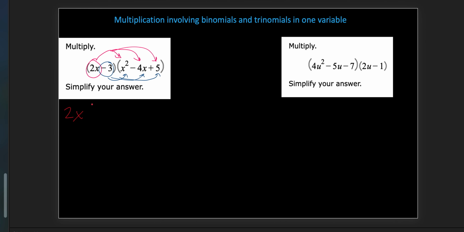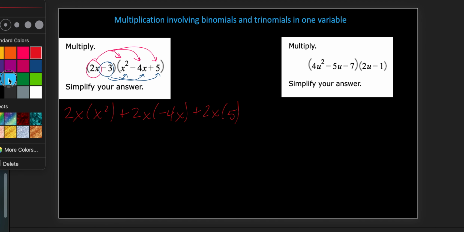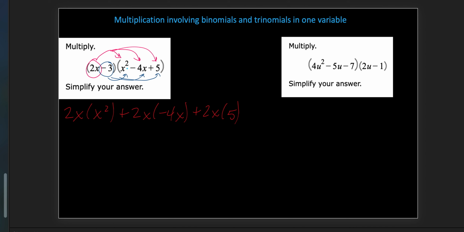2x times x squared. And then we're going to multiply 2x times negative 4x. I can see I'm going to have to get rid of this problem so I have more room. And then 2x times 5. And then what we're going to do, I'll put it in blue or it won't show up too good, is distribute this negative 3 to each term. So negative 3 times x squared, and then negative 3 times negative 4x, which I get from right here, and then negative 3 times 5.